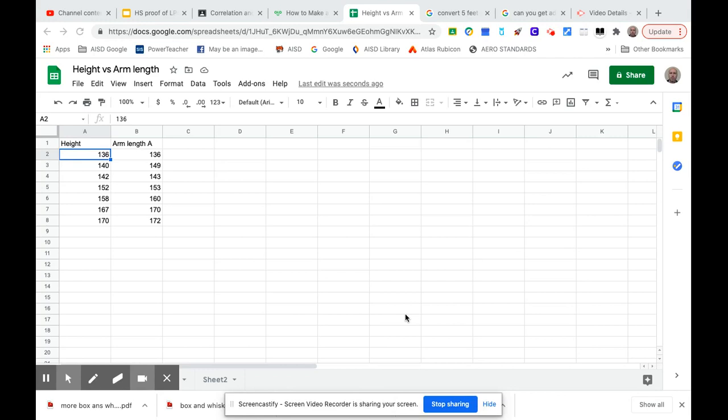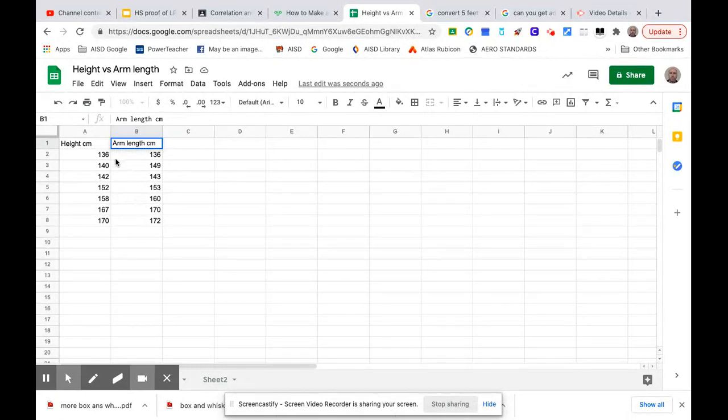Okay, so here are our two data sets. I asked a bunch of people, how tall are you in centimeters? The height in centimeters. And I asked what their arm length is in centimeters. And I got two pieces of information from 7 people. The first person said they are 136 centimeters tall, and when they hold out their arms, it's 136 centimeters. 140, 149. Maybe the idea is, does one affect the other? Is there a connection? We don't know, but I asked someone two pieces of data.